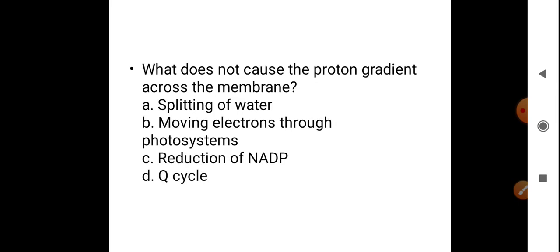Next question: what does not cause the proton gradient across the membrane? Splitting of water, moving electrons through the photosystem, reduction of NADP, or the Q cycle. The answer is the Q cycle.